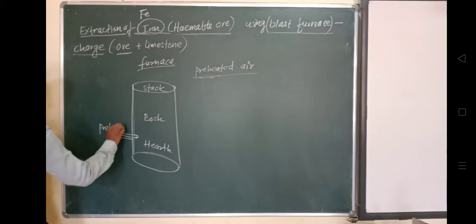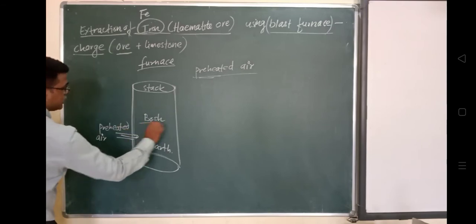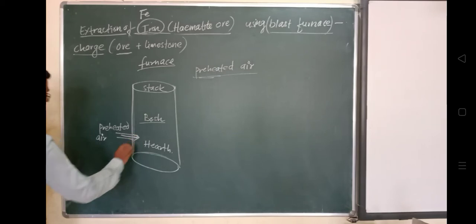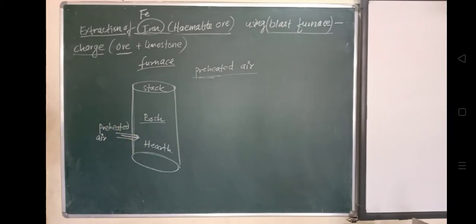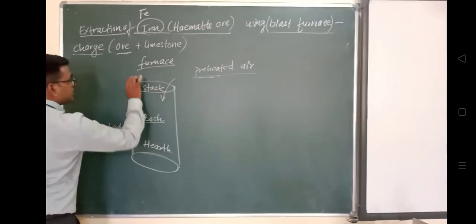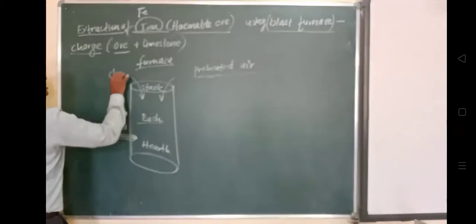And now we have to focus only on the chemical point of view, not the mechanical point of view of how this blast furnace is working, none of our business. What we want is to extract iron from hematite ore, and there are various steps. First is concentration, second is the roasting process, and third is the reduction process, and that is very important.